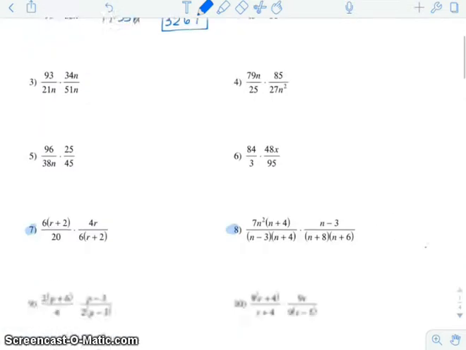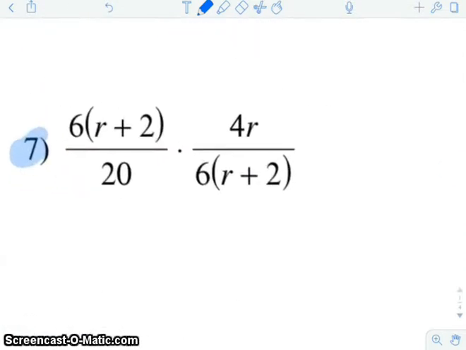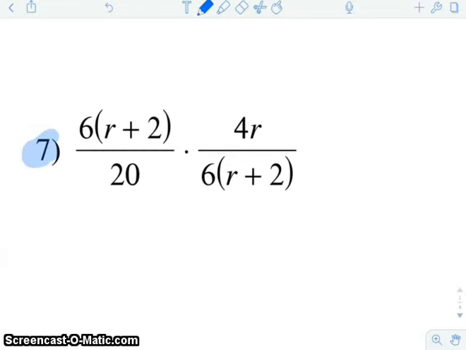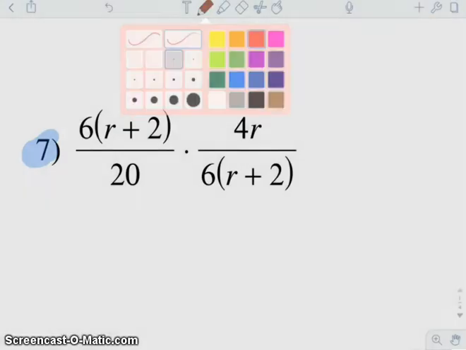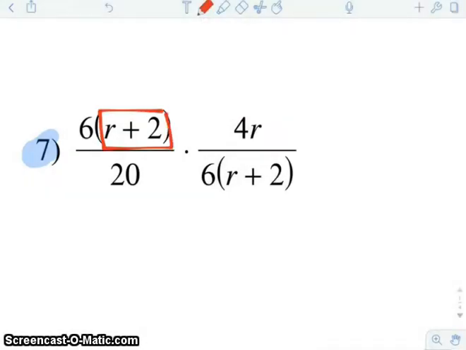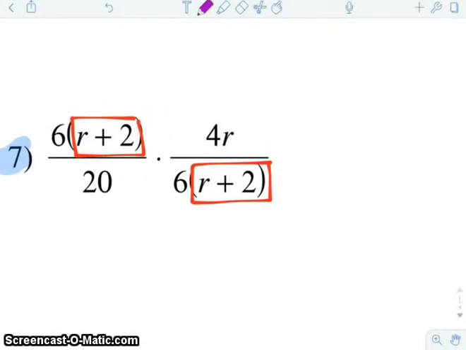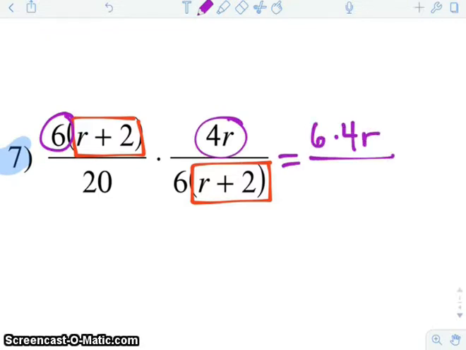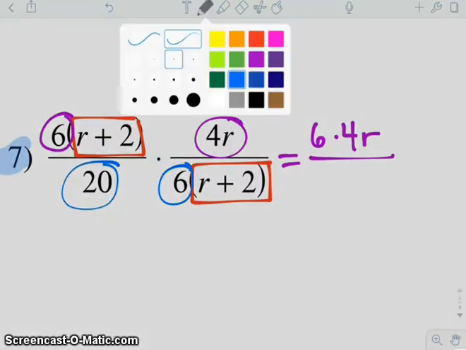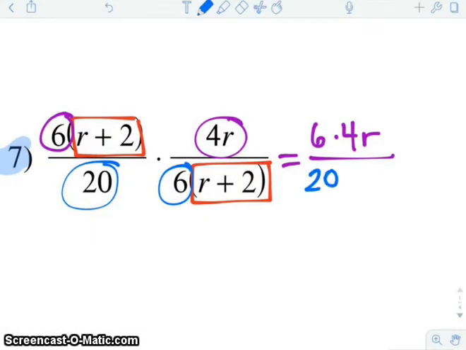Let's look at a different example on here. Let's look at number 7. Number 7 I could multiply across, but if I look, I notice that I'm going to have an r plus 2 on the top and an r plus 2 on the bottom. So one in the numerator, one in the denominator. Remember that really it's 1 over 1. So I'll just continue to multiply the pieces I have left behind. So on the top I have 6 times 4r, and on the bottom I have 20 times 6.